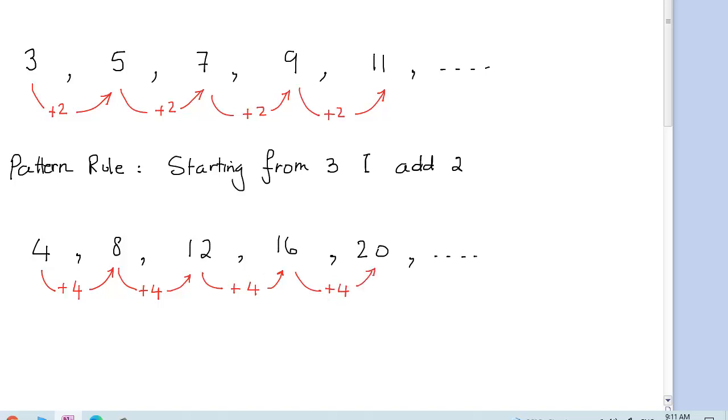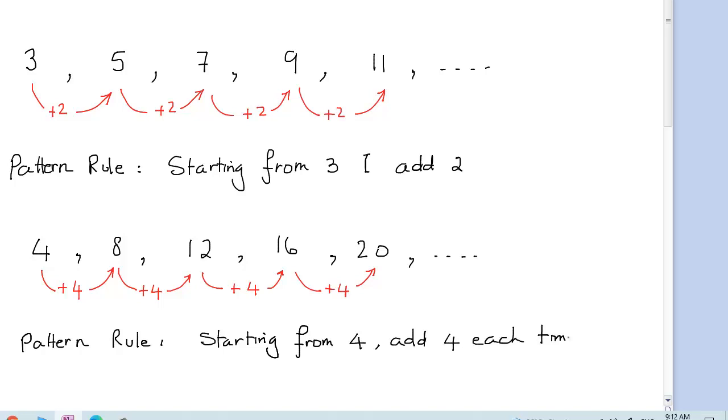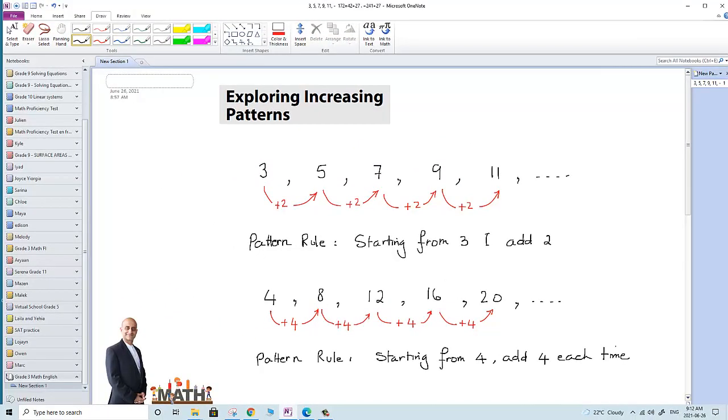That means again, this is a pattern. So I can say the pattern rule is: starting from 4, add 4 each time. So I am starting from 4, and I am adding 4 each time. So this is a pattern rule.